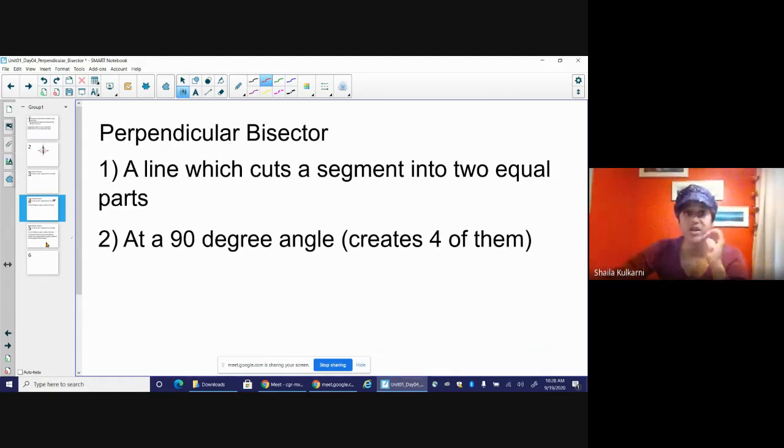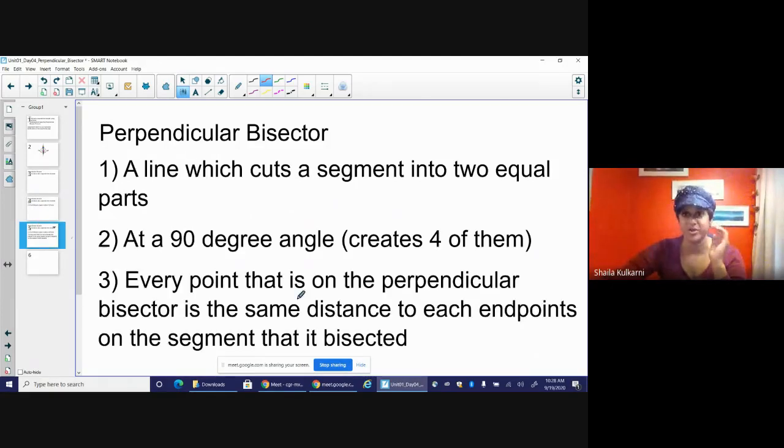And the third thing is any point that is on the perpendicular bisector is the same distance to each endpoint of the segment that it bisected. That's what I asked you to do with your magnet. I said, put this in a place so that it's equal to this side and equal to this side. That's true of any point you pick.